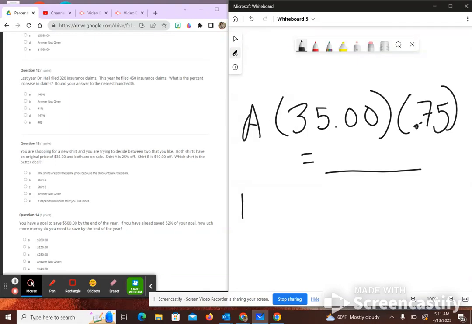So if I multiply $35 times 75% written as a decimal, that's going to give me the price of shirt A. Shirt B, there's nothing percentage-wise that I have to calculate. All I have to do is $35 minus $10 to see that the price of B is $25. So now I just have to figure out which one is cheaper, which one is the better deal.